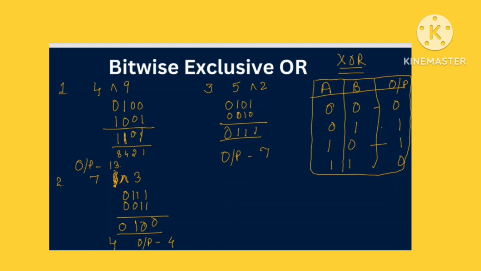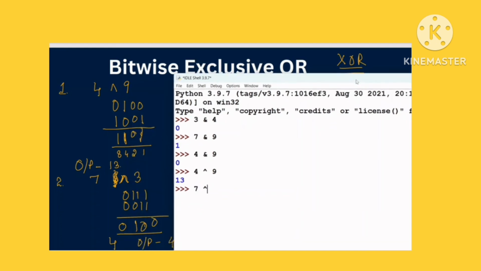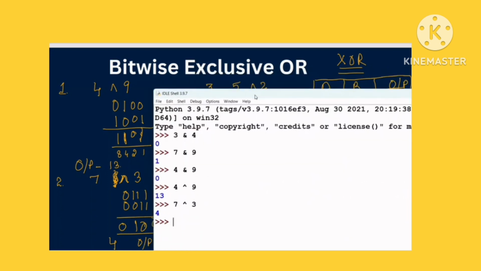So the same inputs we will give in IDLE, and we can check the output. 4 exclusive OR 9, we got 13. 7 exclusive OR 3, we got 4. 5 exclusive OR 2, we got 7.